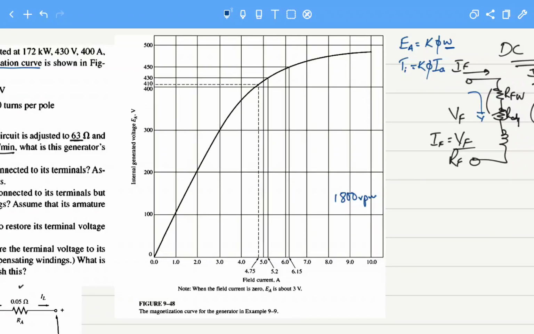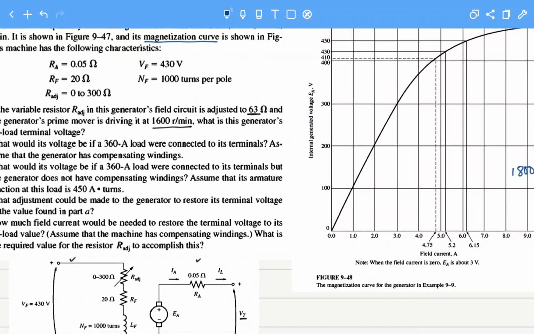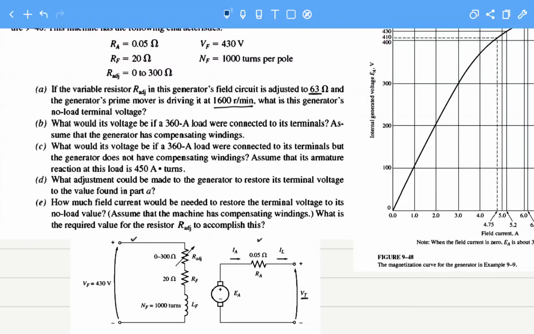The only tricky part you can find in this question is that they are saying you have the characteristics at 1800 rpm, but you are required to calculate them for 1600 rpm. That is the only tricky part, and you can understand this question is not very difficult.